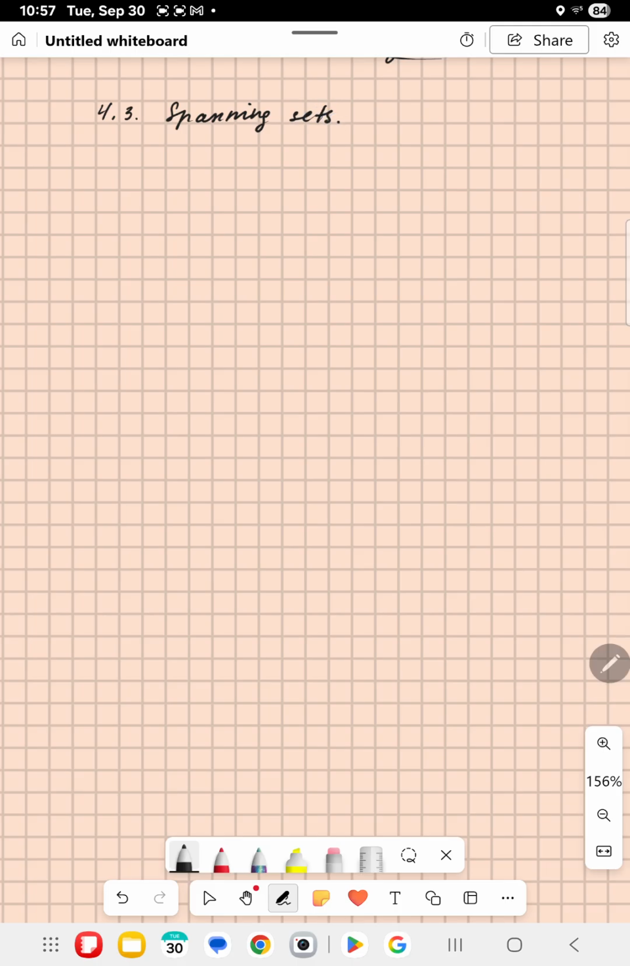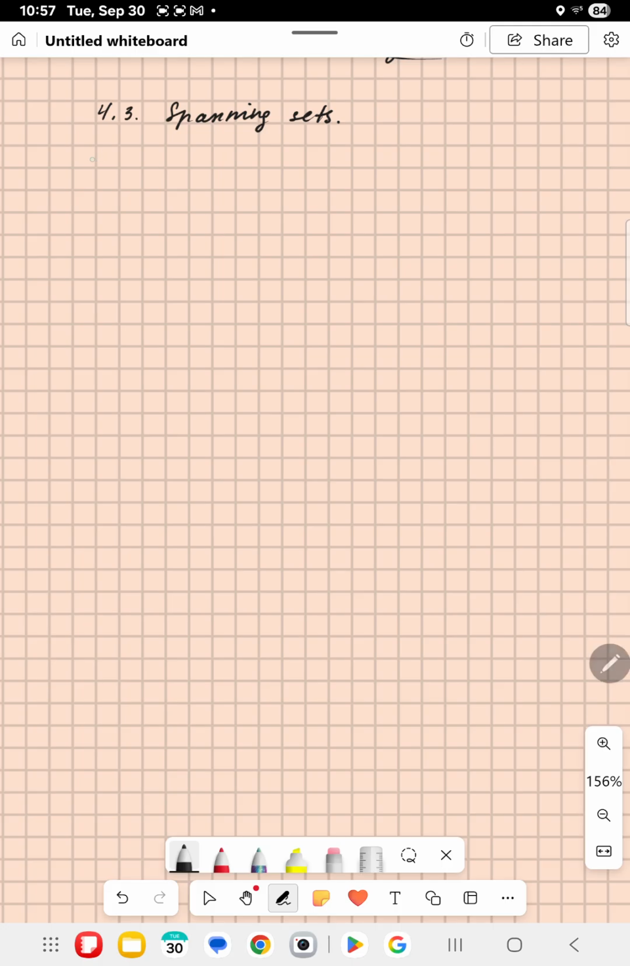So spanning sets, as you probably remember from the lecture, what is a span? A span is the set of all possible linear combinations of a given set. Well, what is a linear combination?